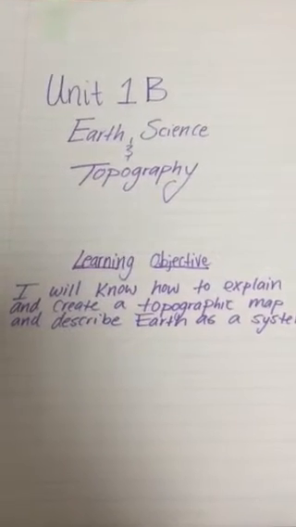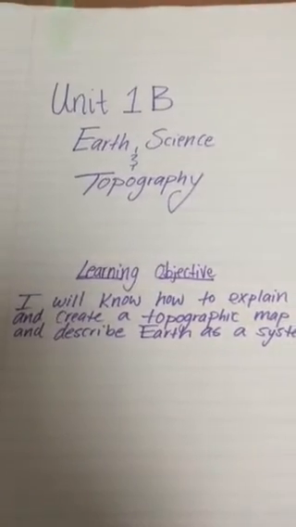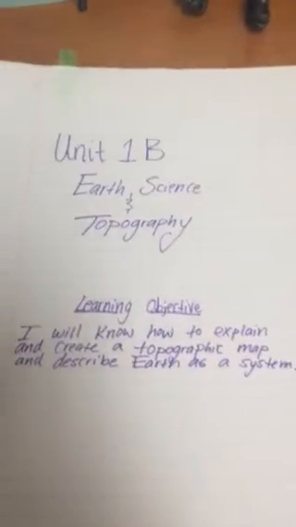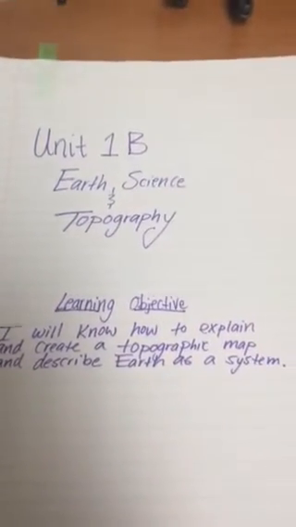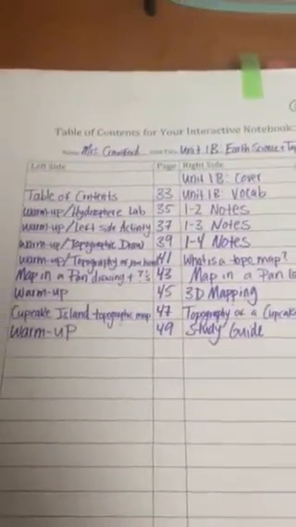This is a video to show you what you need to have in your ISN for Unit 1B's unit, Earth Science and Topography. Your unit cover starts on page 32. The cover will be due next week, and we'll decorate it with things that we did during this unit. On page 33 should be a completed table of contents.